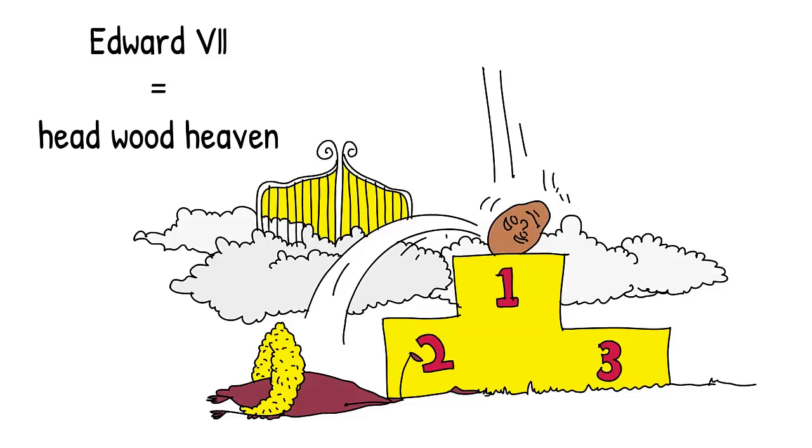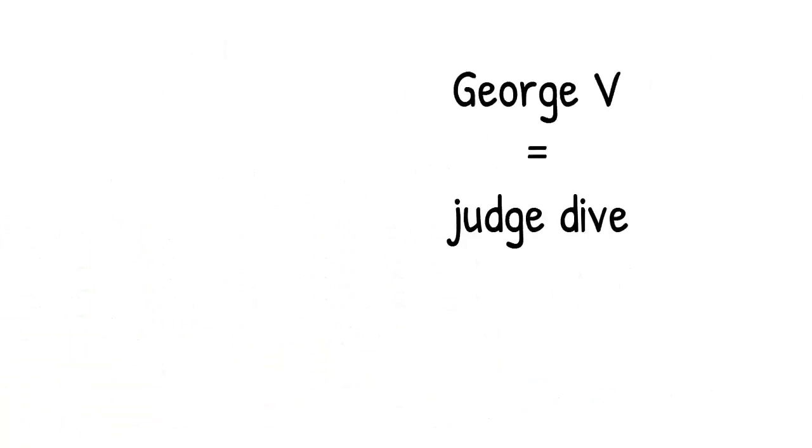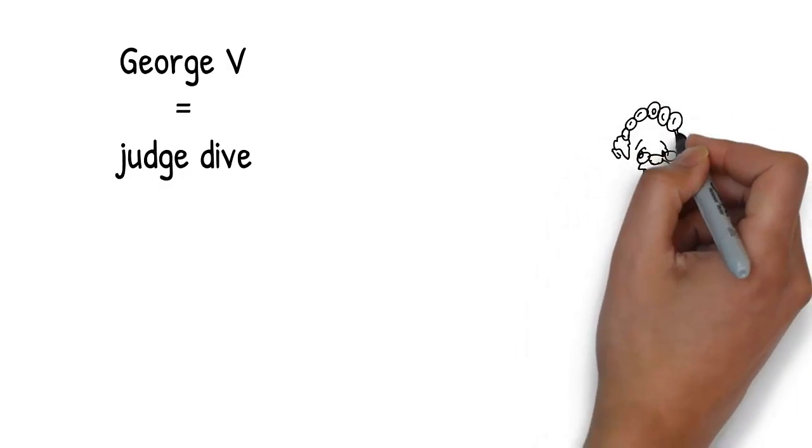Behind the head are clouds and pearly gates, like the stereotypical description of heaven. Visualize in your mind an image of the head of wood with heaven in the background. Head, Wood, Heaven, and you'll remember Edward VII.